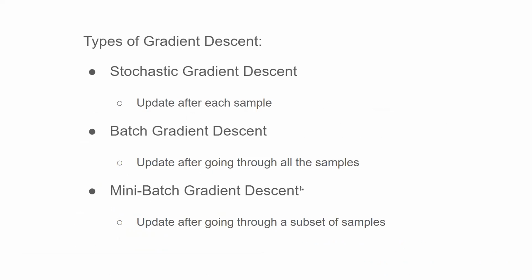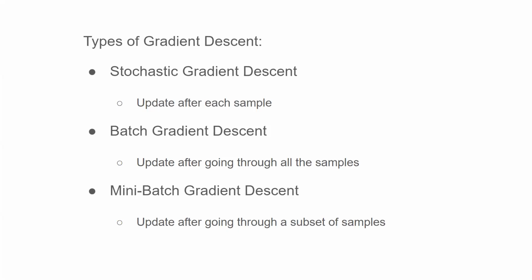Okay, so types of gradient descent. What we looked at was stochastic gradient descent, where you read each sample in a set of samples. So let's say there are 10 samples. After reading the first sample, you update the weights. After reading the second sample, you update the weights. After reading the third sample, you update the weights, till you reach the end.